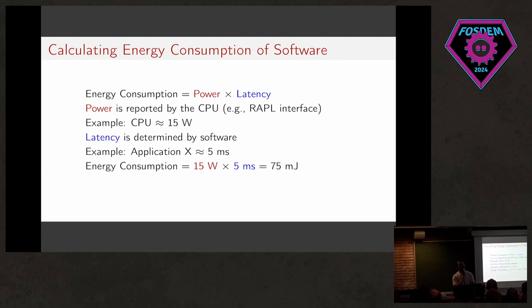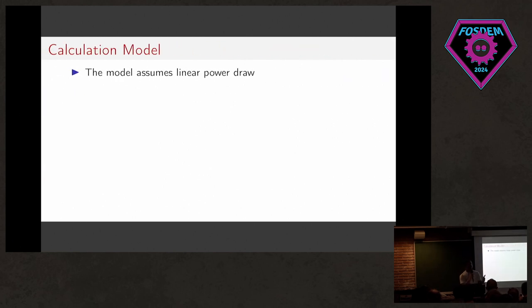Unfortunately, this is too simplistic. Let's try to dive into what we missed here. This does not reflect the ground reality, okay? And now I'm going to deconstruct what happened here and what we missed. The first step, we saw the power was 15 watts. And unfortunately, this model assumes a linear power draw over time. That is not the case.